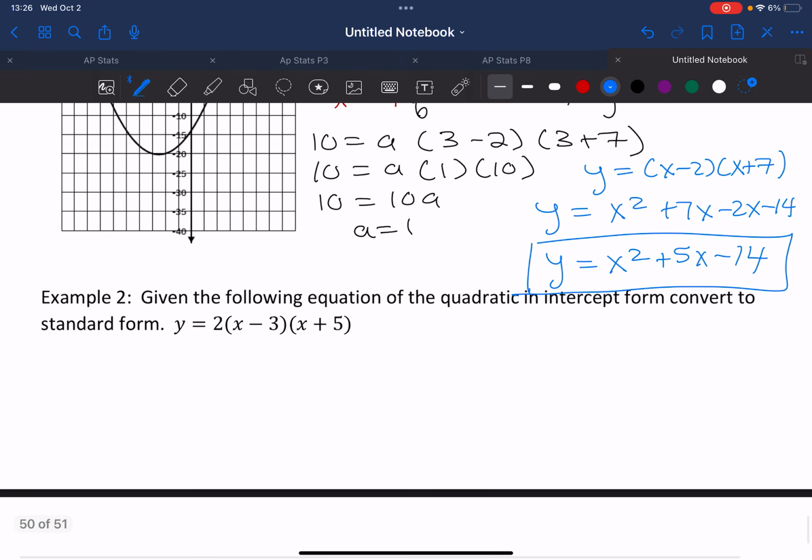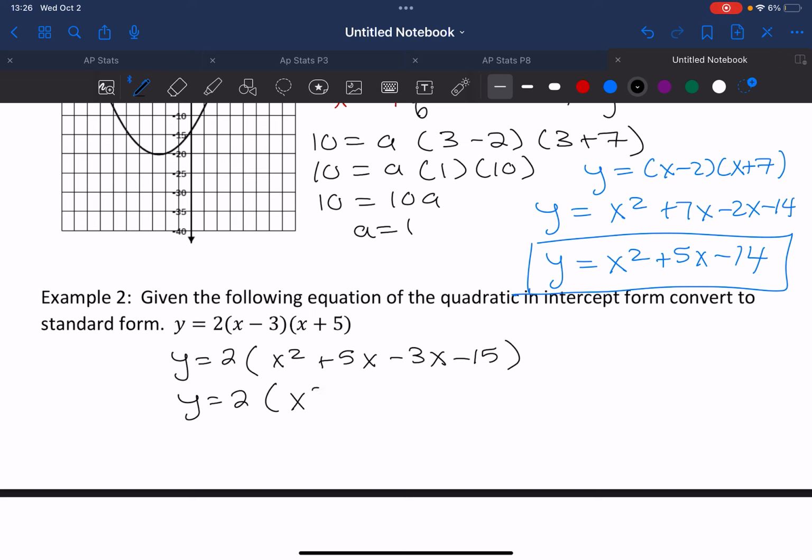Okay, in example 2, they give us the equation in intercept form, and they want us to convert it to standard form. So notice I now have a leading coefficient there. So I need to remember to do that step last after I FOIL. So y is equal to 2 times x squared plus 5x minus 3x minus 15. That was me FOILing. And then I'm going to combine like terms. So y is equal to 2 parentheses x squared plus 2x minus 15. And then I'm going to distribute the 2.